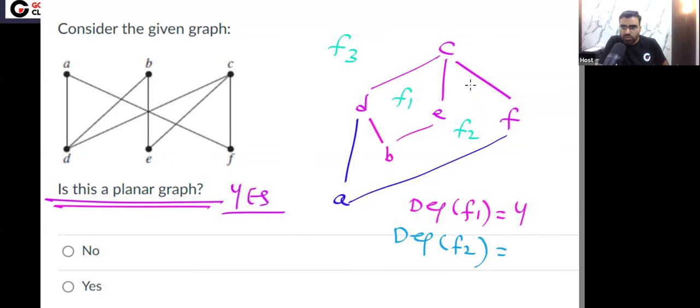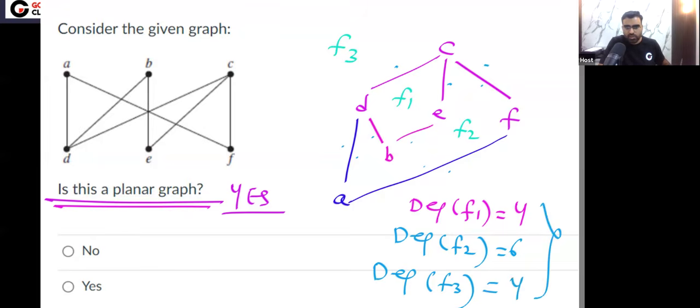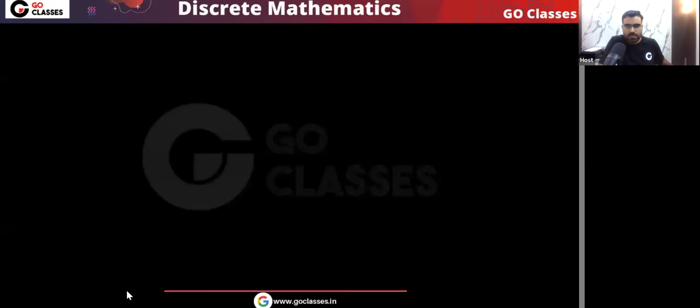What is the degree of F2? This F2 is touching, you can see, this side of the edge, this side, this side, this side, this one, this one, this one. Yes or no? So in total how many? 1, 2, 3, 4, 5, 6. So that will be 6. And tell me, what about the degree of F3? F3 is touching this side of the edge, this side, this side, and this side. So you can see that will be 4. Okay. So very simple. Like this, you can find the degree of faces.